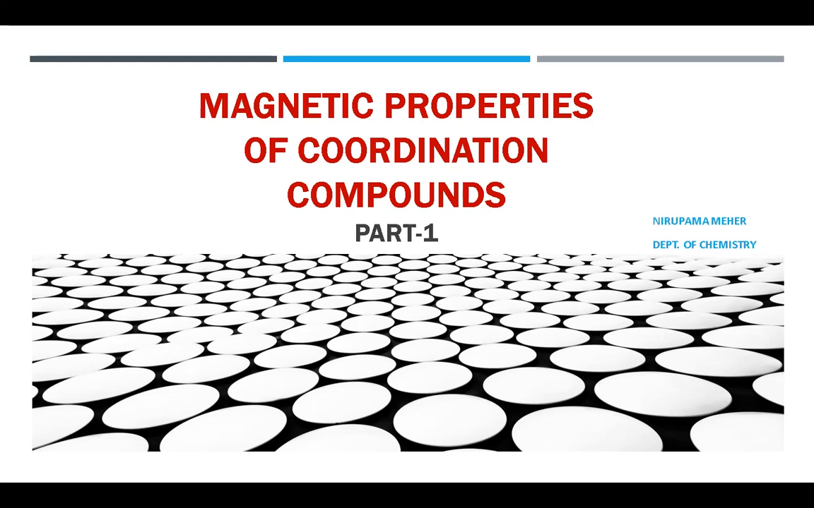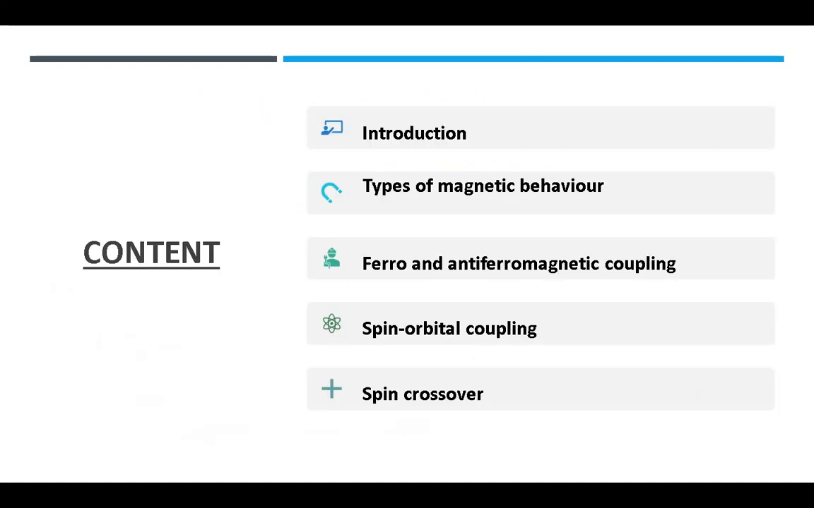Hello everyone. In this lesson, we are going to discuss the magnetic properties of coordination compounds. In content, we will cover: Introduction, Types of magnetic behavior, ferro and antiferromagnetic coupling, spin orbital coupling, and spin crossover.